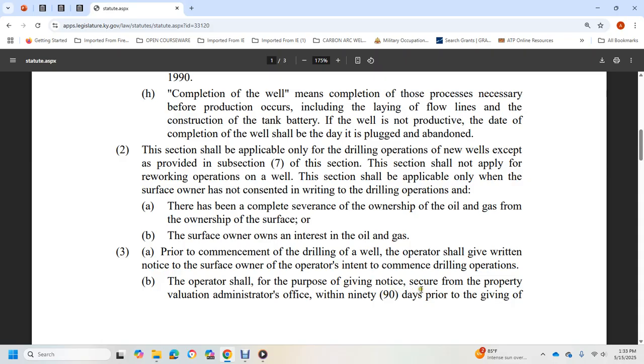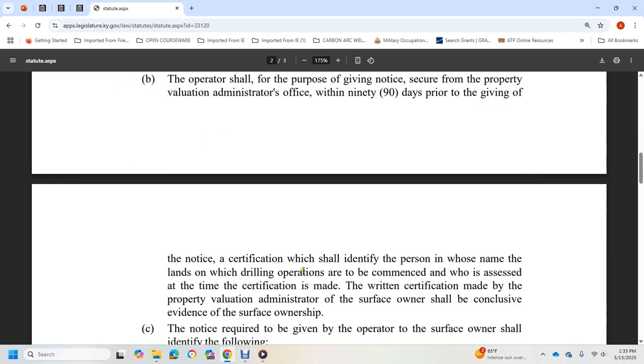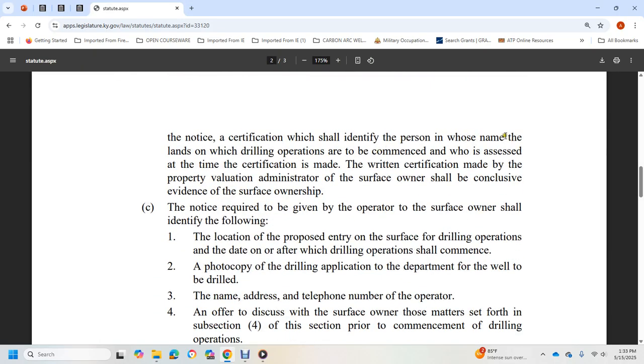For the purpose of giving the notice, the operator shall secure certification from the property valuation administrator, made within 90 days prior to giving the notice. The certification shall identify the person whose name appears on the lands where the operation will commence. The certification made by the property valuation administrator of the surface ownership will be conclusive evidence of surface ownership. The notice required to be given by the operator to the surface owner shall identify the proposed point of entry for the surface drilling operation and the date after which the drilling operation shall commence.